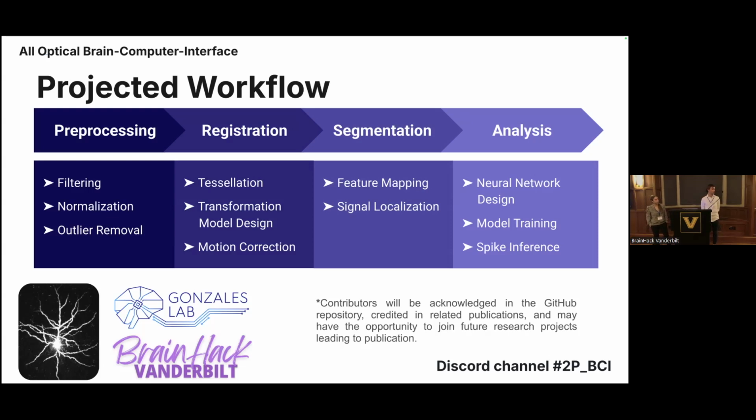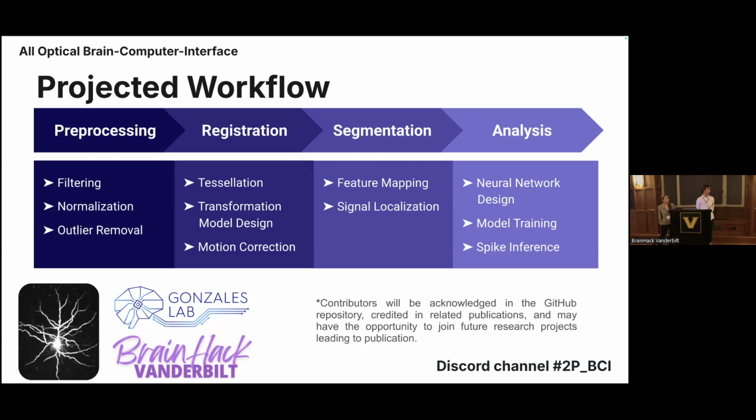Third phase is going to be image segmentation. It's going to consist of feature mapping. We're going to identify relevant features such as average fluorescent intensity or fluorescent variance over a short period of time. And then secondly, we're going to localize the signals and identify ROIs for each of the neurons.